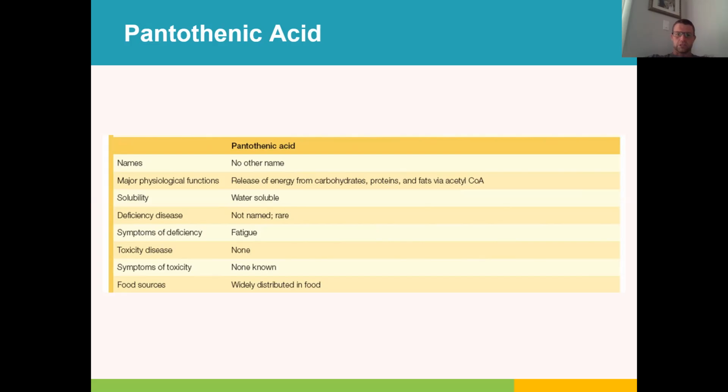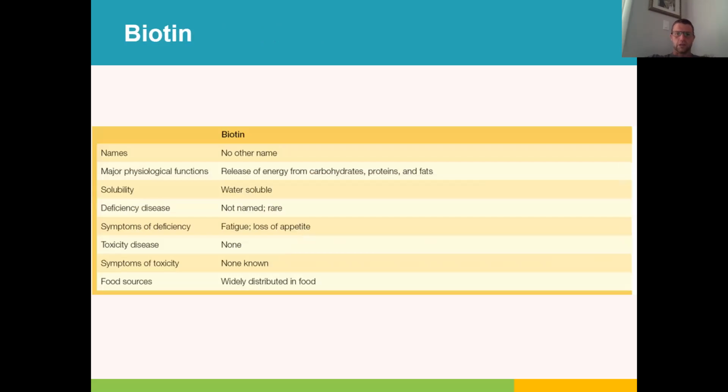Food sources, it's widely distributed in foods, so you'll find it in a lot of different foods, right? Biotin, again, release of energy from carbs, proteins, and fats. Solubility, water soluble like all the rest of the B vitamins. Deficiency, again, not named. Signs of deficiency is the same as all of them. Fatigue, this one also has loss of appetite. No toxicity, and again, it's another one of those that you find in so many different foods that they don't even list it here.